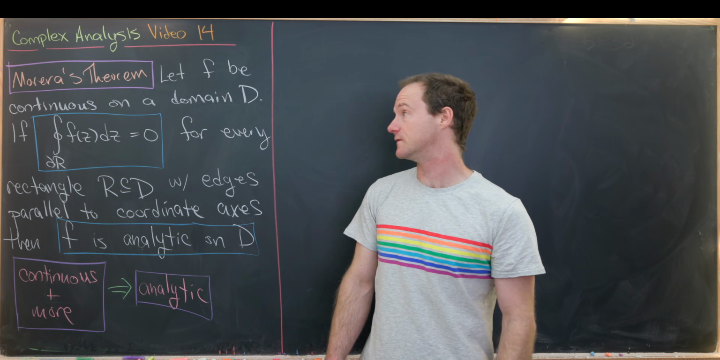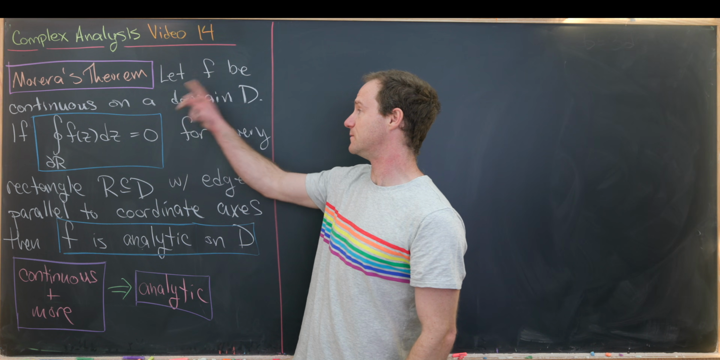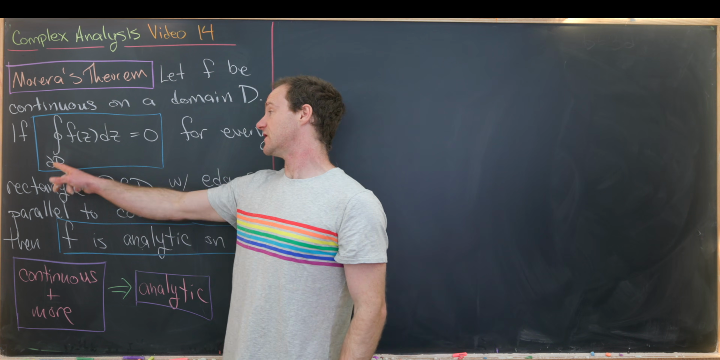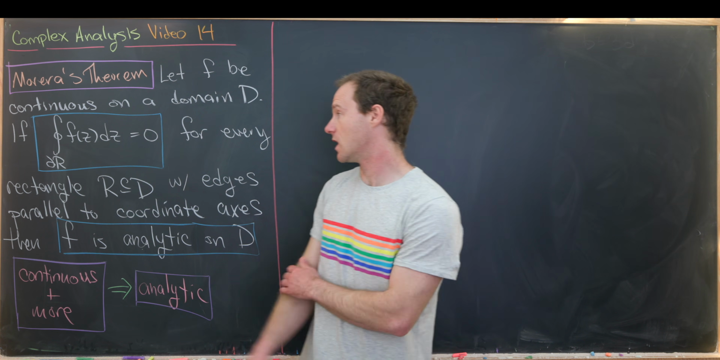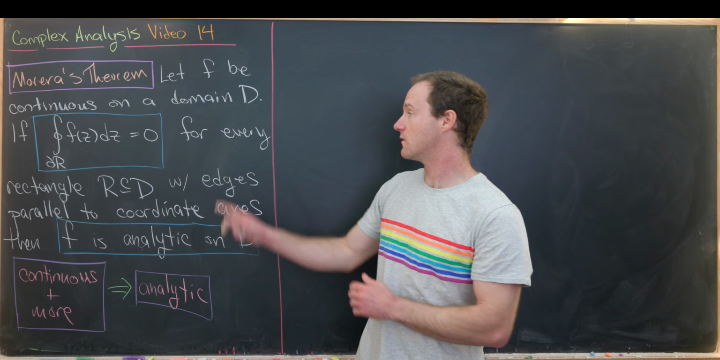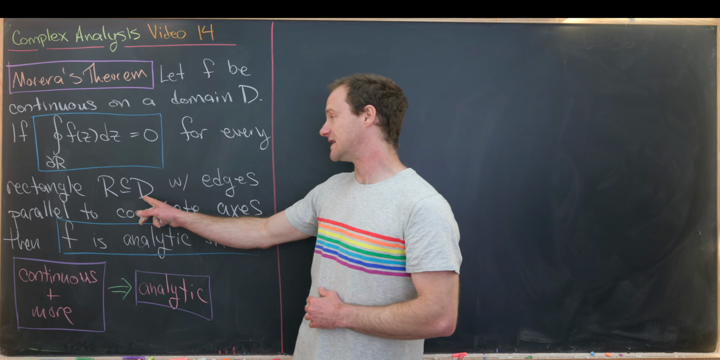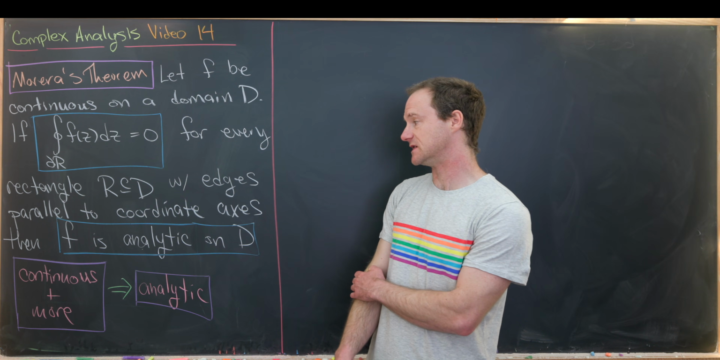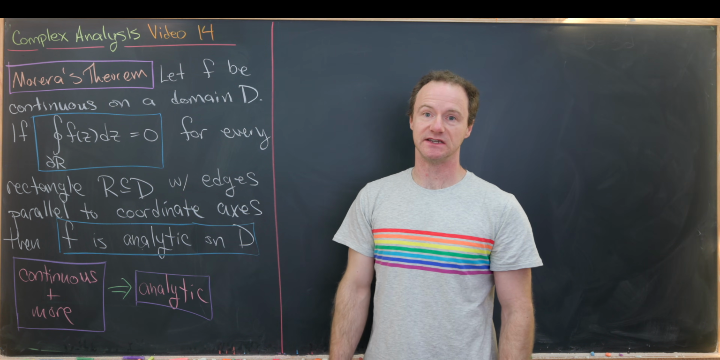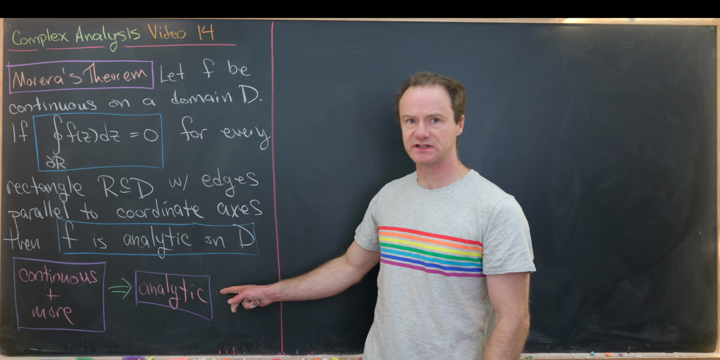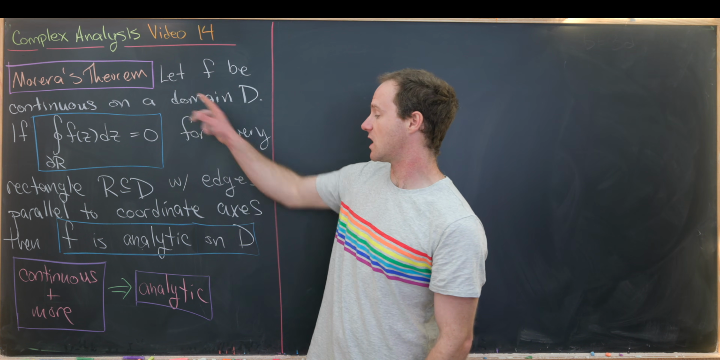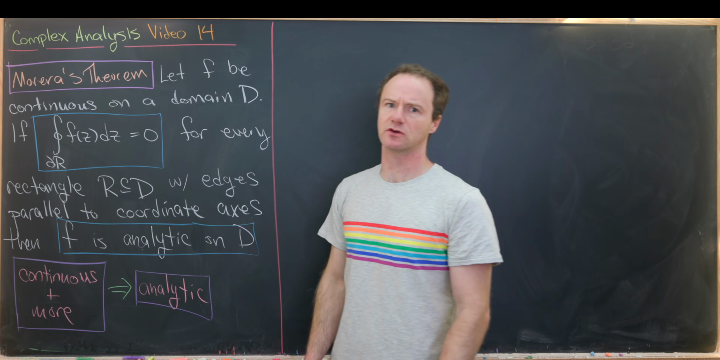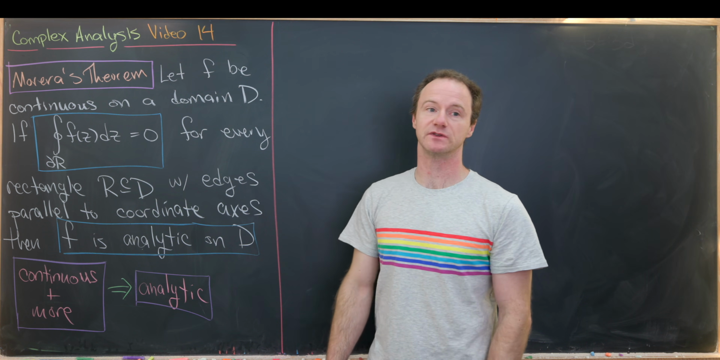that we'll do is prove this theorem. So let's let f be continuous on a domain D. Then, if the integral over the boundary of R of f of z dz equals 0 for every rectangle R contained in D, where the edges of R are parallel to coordinate axes, then f is analytic on D. So this definitely fits into this flowchart. We have continuity plus more, and the more that we have here is that this integral along the outside of a rectangle is equal to 0.